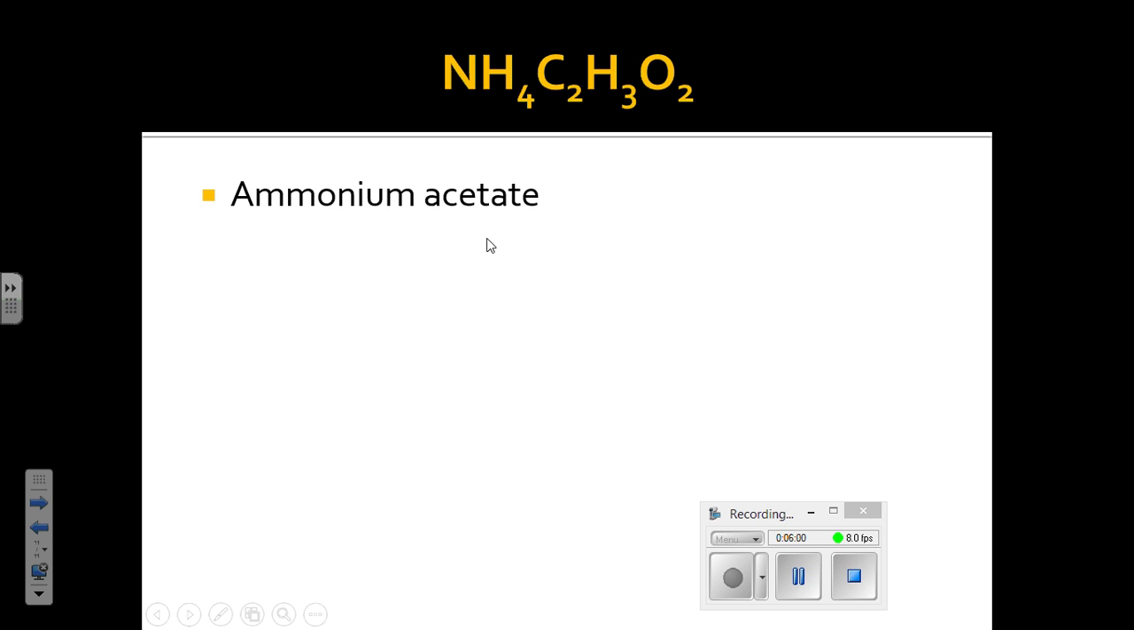Ammonium acetate. Of course, you can go back, stop, start, pause, rewind, watch all of these you need to. You have examples of all different kinds of the naming that we're going to have in this chapter.